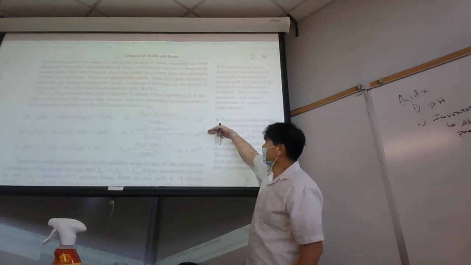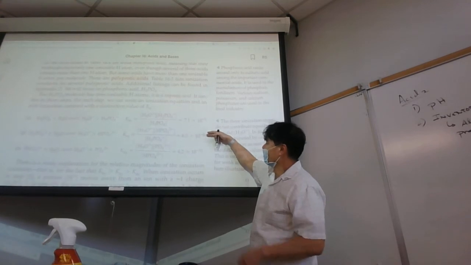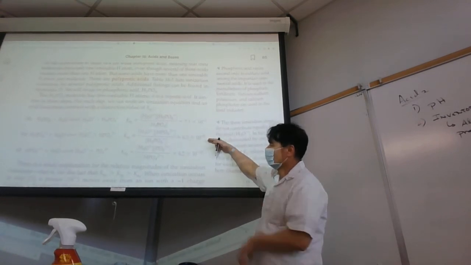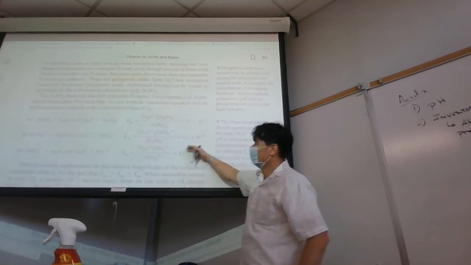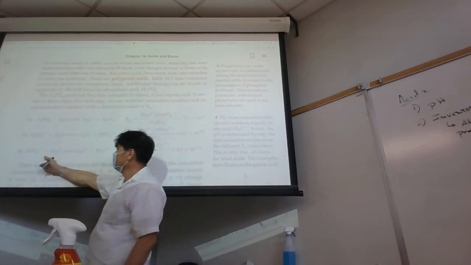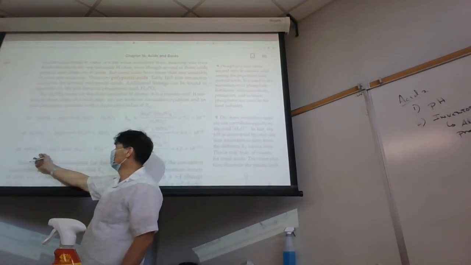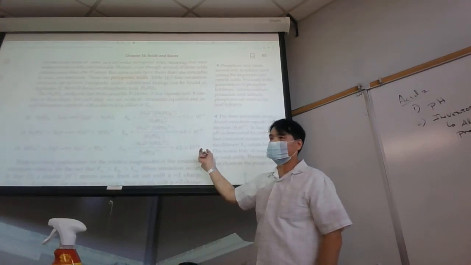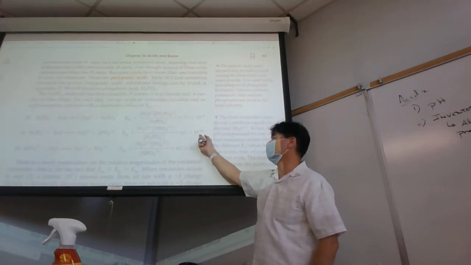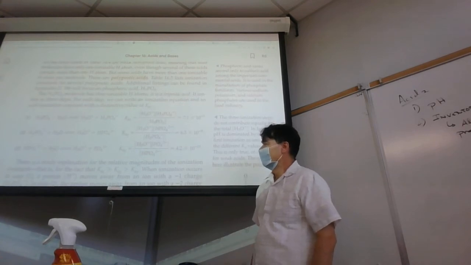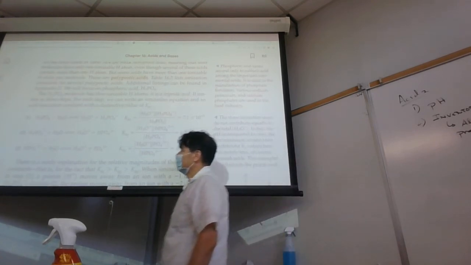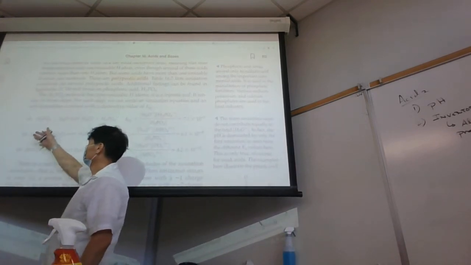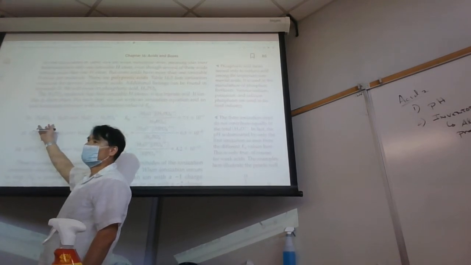So we go from 10 to the minus 3 to 10 to the minus 8, which is 5 orders of magnitude, about 100,000 times weaker here. And then we have monohydrogen phosphate. Monohydrogen phosphate is going to be the weakest of them all, because when we look at the Ka for this one, it's 10 to the minus 13, which is another 100,000 times weaker than this one here. And so even though it's a triprotic acid, it gets successively weaker with each step. The first one's the strongest here.